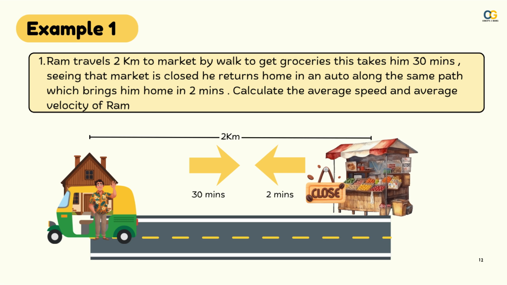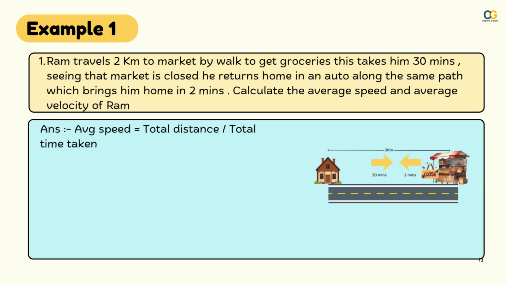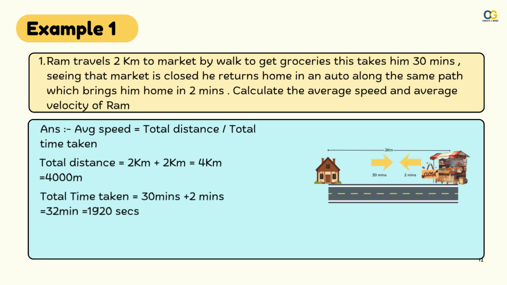Let us start by calculating the average speed. The average speed is given by total distance by total time taken. So the total distance here is 2 kilometers going and 2 kilometers coming back, which is equal to 4 kilometers, which is nothing but 4,000 meters. Now the total time taken was, for going he took 30 minutes and coming back 2 minutes, which is 32 minutes. In seconds, that would be 1,920 seconds. So the average speed will be 4,000 by 1,920, which is the total distance by total time taken, given by 2.083 meters per second. This is the average speed.